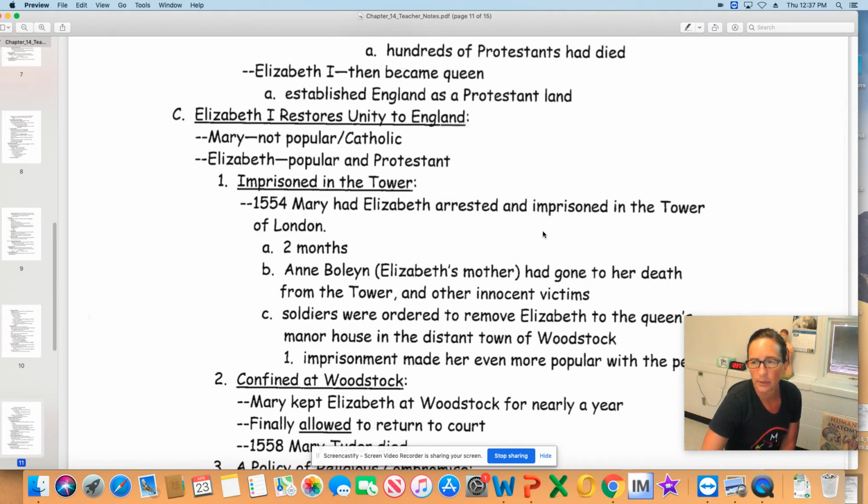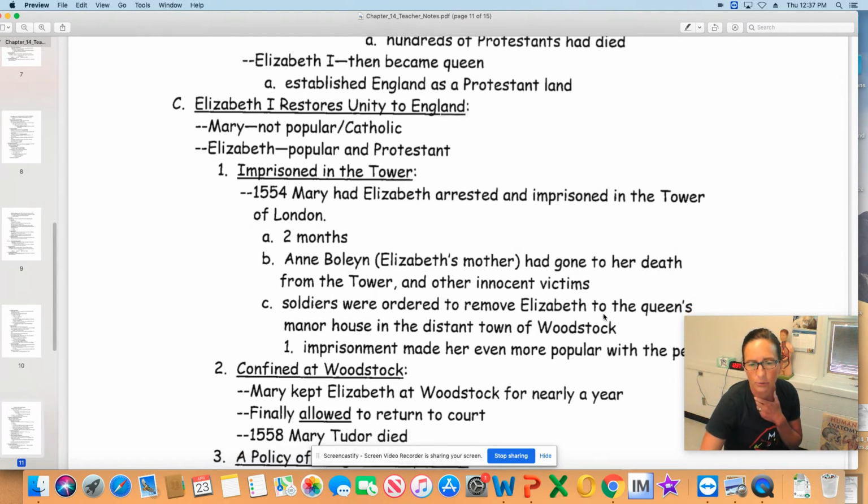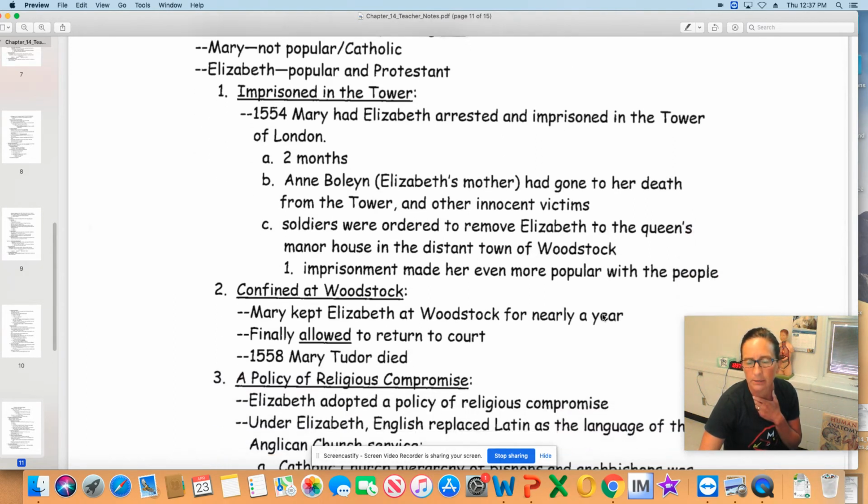Anne Boleyn had been imprisoned in the Tower of London as well, and had gone to her death from the tower, along with other innocent victims. Soldiers were ordered to remove Elizabeth to the Queen's Manor. So when the soldiers come to get her out of the tower, she thinks they're getting her to behead her. Instead, she is taken to a manor house in a distant town called Woodstock, and she'll be imprisoned there for a year, and that's going to make her more popular with people.